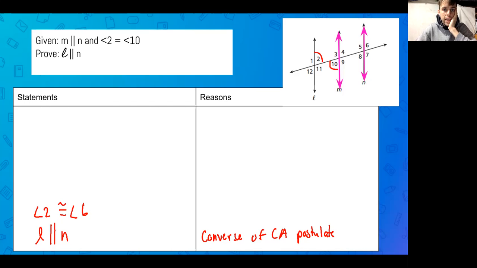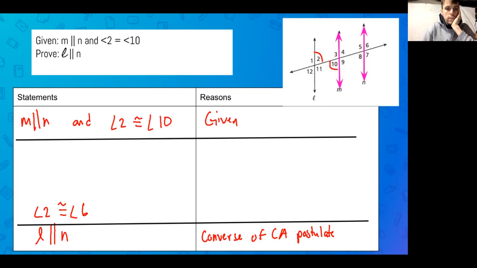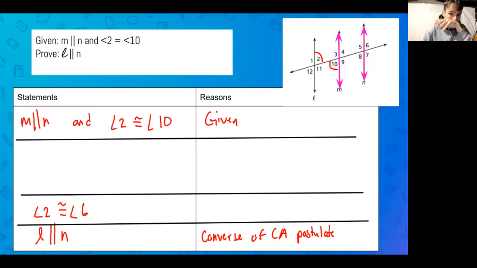So let's go ahead and list out the given information first here in the proof. M is parallel to N, and angle 2 is congruent to angle 10. This is given. Just gonna make some lines here. So this is gonna be all about filling in the middle. I'm gonna need to get from here to here. So I need to create some sort of a chain that connects angle 2 to 6. Right now I have angle 2 is congruent to 10. Can I get from 10 to 6?